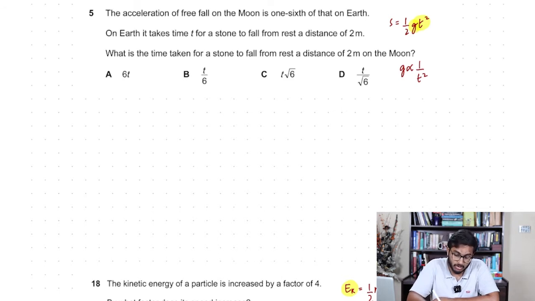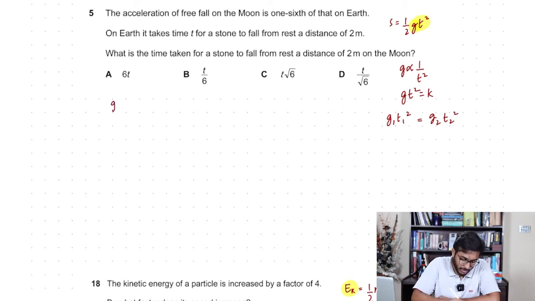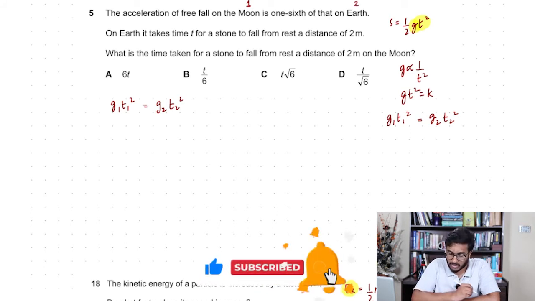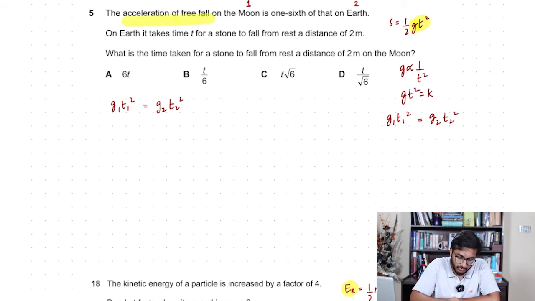If I'm going to remove the proportionality sign, I add a constant. And I know that whenever two quantities are inversely proportional, their product is constant. So g t squared equals a constant, which can be written as g1 t1 squared equals g2 t2 squared. Now I'm going to use this expression to find my answer. I'm going to denote moon as planet 1 and Earth as planet 2. The question says that the acceleration of free fall on the moon is 1/6 of that of Earth. This means that g1 is 1/6 of g2, or g1 is g2 over 6.